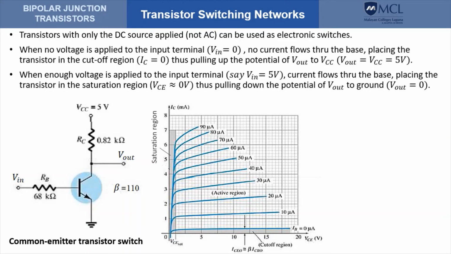Okay, let us go to another application of the transistor, which is transistor switching. In amplifiers, the input signal is in the form of an AC signal, so it is a varying signal. Now, if a transistor input is simply a DC source, we are actually using the transistor as a switch.